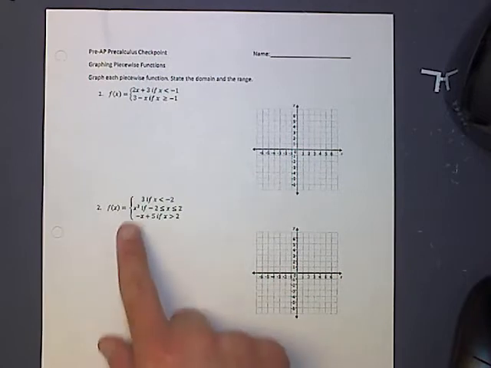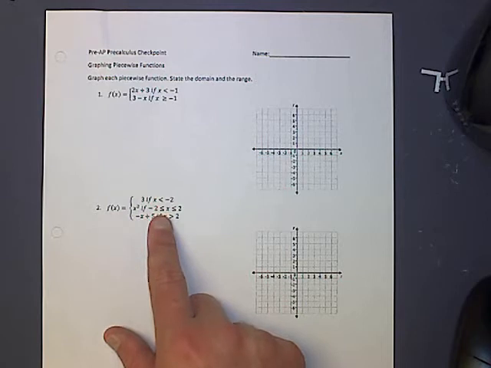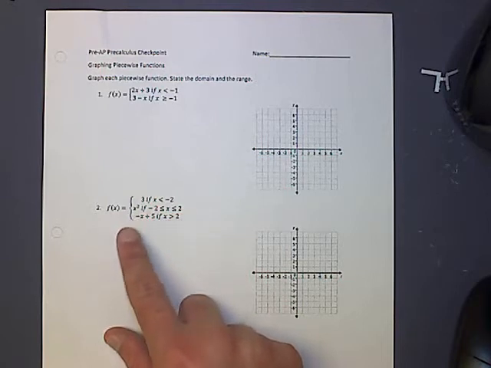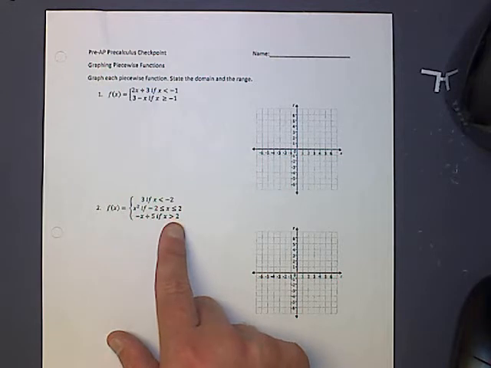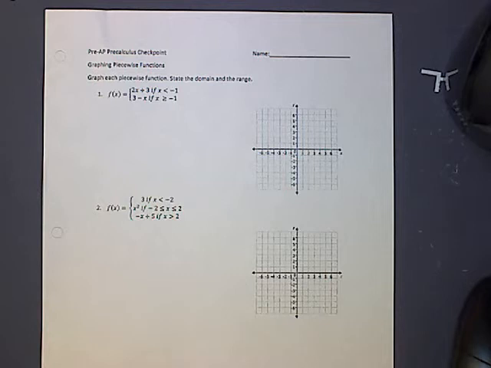Number 2, f of x equals 3 if x is less than negative 2, x squared if negative 2 is less than or equal to x less than or equal to 2, and then negative x plus 5 if x is greater than 2. So those are your two problems. This will go into the 30% category, so please take a moment to copy that now. You should have graph paper. It is on your supply list. If not, you can find an old graph throughout your notebook and use that. Pause if you need to copy it down.